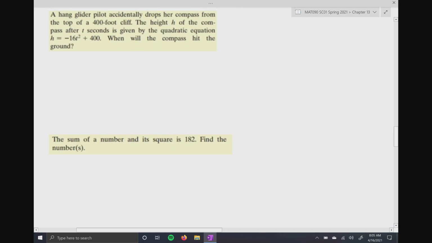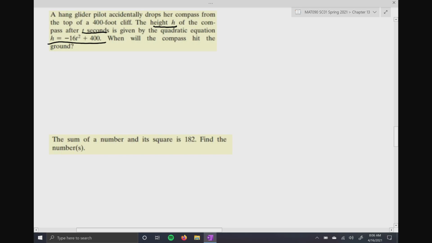So a hang glider pilot accidentally drops her compass from the top of a 400-foot cliff. Okay? The height h, so that's important, of the compass after t seconds, that's important, is given by the quadratic equation h equals negative 16t squared plus 400. When will the compass hit the ground?